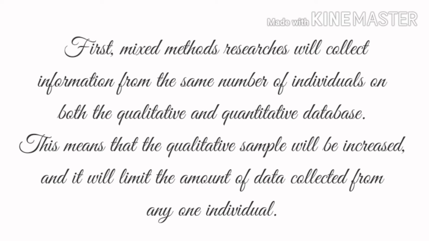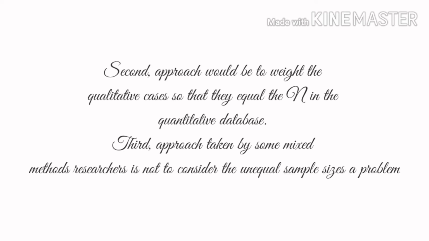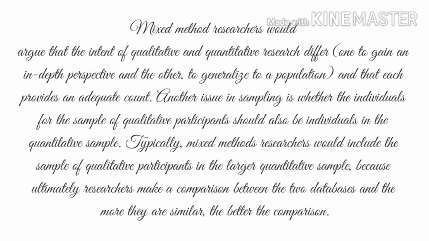First, mixed methods researchers will collect information from the same number of individuals on both the qualitative and quantitative database. This means that the qualitative sample will be increased, and it will limit the amount of data collected from any one individual. Second approach would be to weight the qualitative cases so that they equal the n in the quantitative database. Third approach taken by some mixed methods researchers is not to consider the unequal sample sizes a problem. Mixed method researchers would argue that the intent of qualitative and quantitative research differ, one to gain an in-depth perspective and the other to generalize to a population, and that each provides an adequate count.